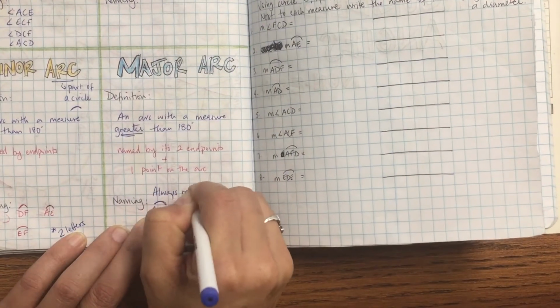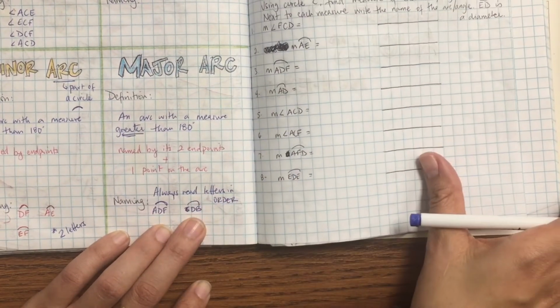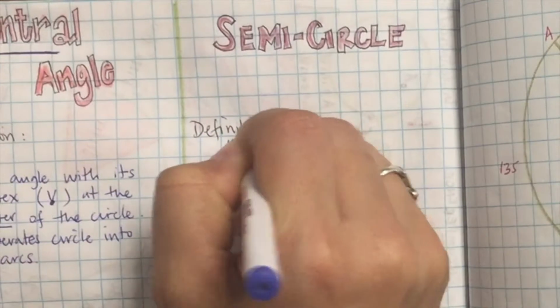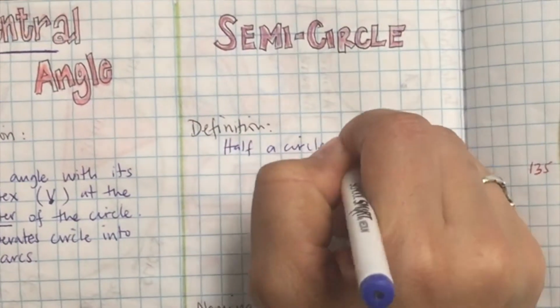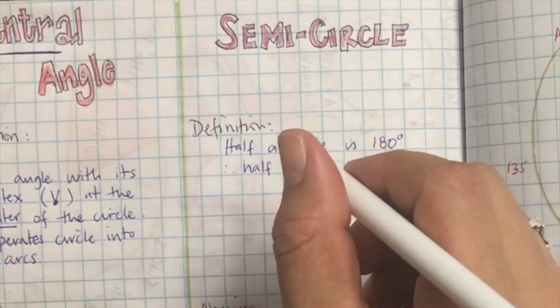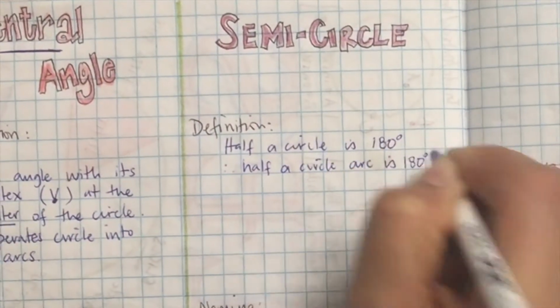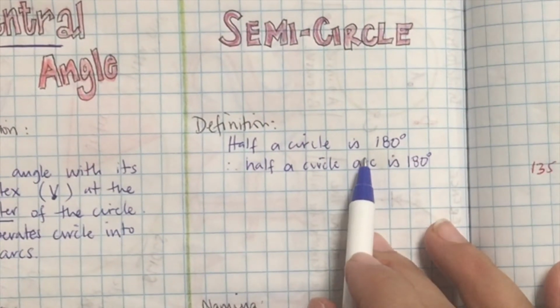So E, F, A. Always read the letters in order. Very important, because it tells you which way to go. We've already covered a semicircle, but a semicircle is half a circle, so it's exactly 180 degrees. A minor arc is less than 180, a major arc is greater than 180, and a semicircle is exactly 180 degrees.